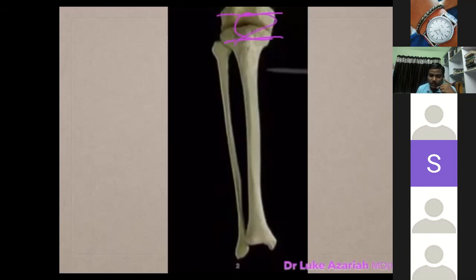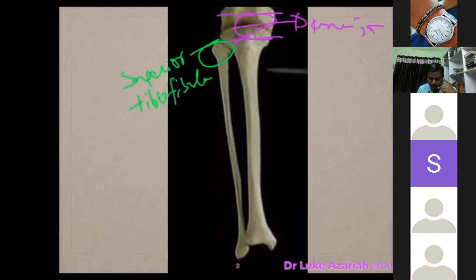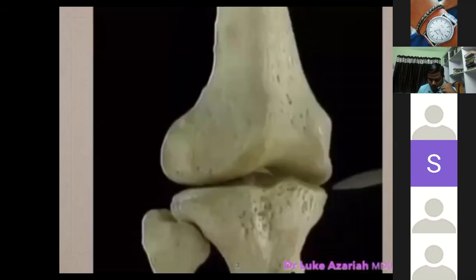At the upper end of the tibia, we have two joints. This is knee joint and this is superior tibiofibular joint, right? This is inferior tibiofibular joint. Okay, so this is the lower end of femur, this is the upper end of tibia, this is fibula.